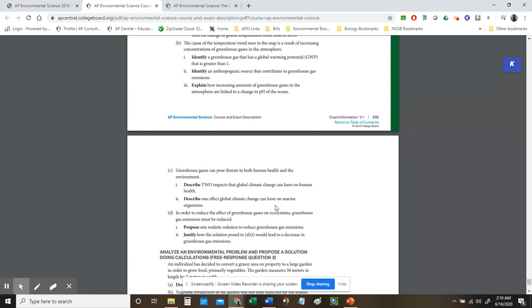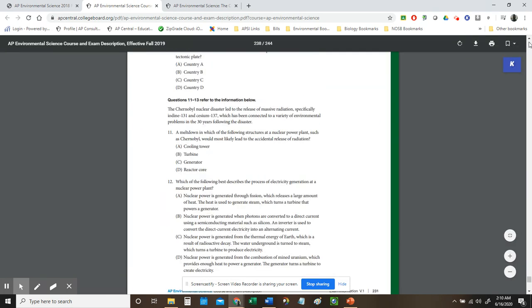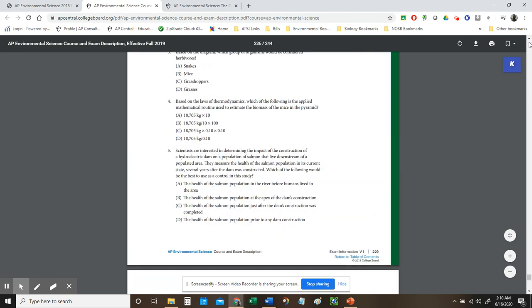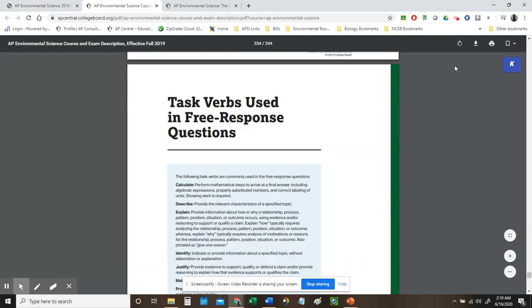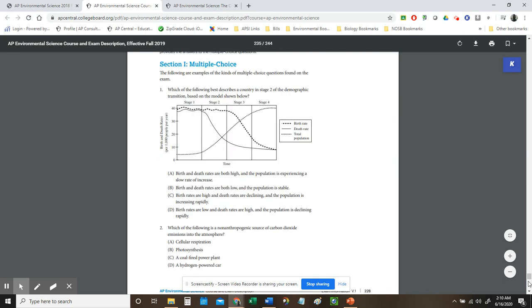In the past, it was just explain what's going on, or they might have asked to propose something, but it wasn't a hard and fast rule that kids needed to know that. That is actually up here in the beginning of the exam section of the document. Scroll back up for a second. That shows you the task verbs. So students now explicitly are told what they need when it comes to these.